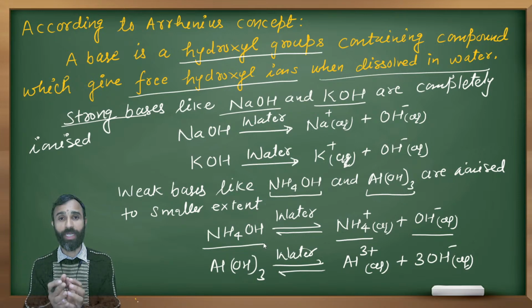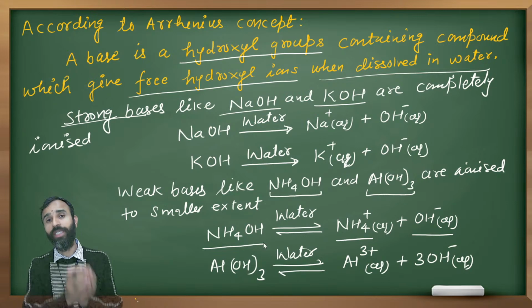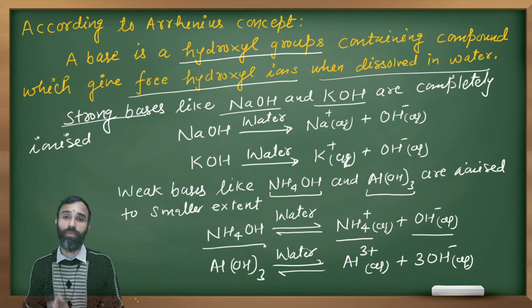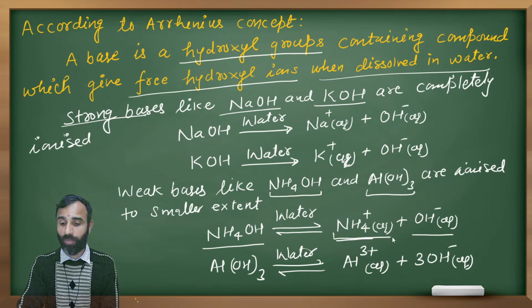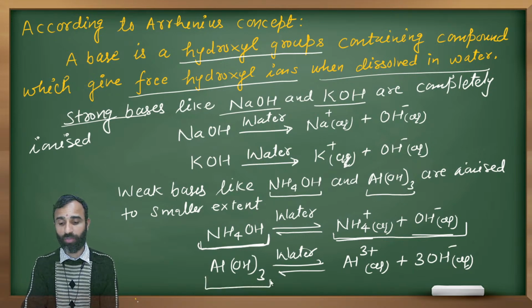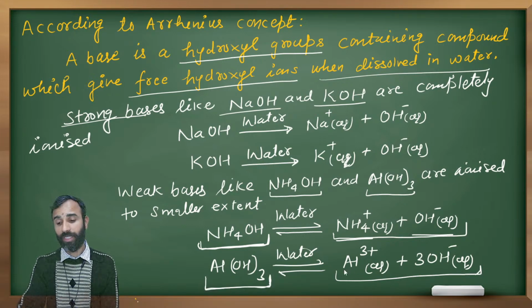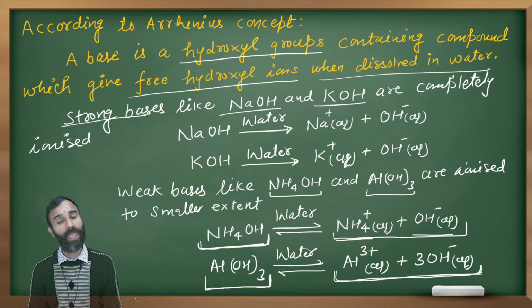All of them are present and they are in equilibrium. Unionized form of base is in equilibrium with the ionized form of the base. This is the ionized form of the base and this one is the unionized form of the base. Same, aluminium hydroxide is in equilibrium with Al3 plus and 3OH negative ion. Meaning unionized form of aluminium hydroxide is in equilibrium with ionized form of aluminium hydroxide. Right?